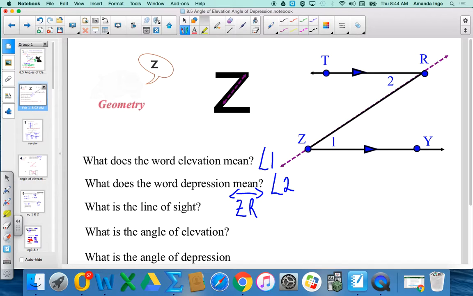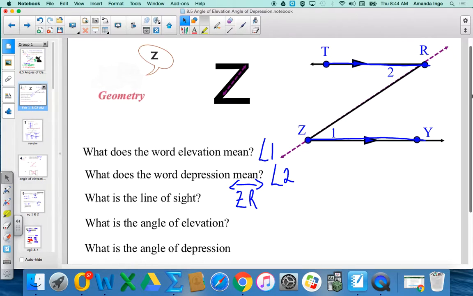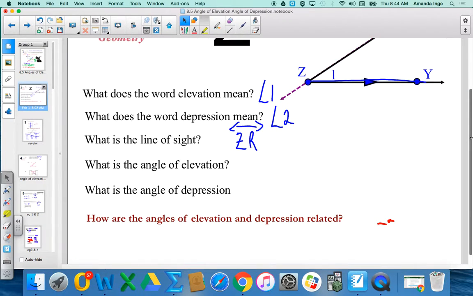Okay. All right, good. So on my picture you see where TR is parallel to ZY. So what does that tell you about angles 1 and 2? They're congruent. That's right. So we know that angle 1 is congruent to angle 2. Everybody understand that? Good.